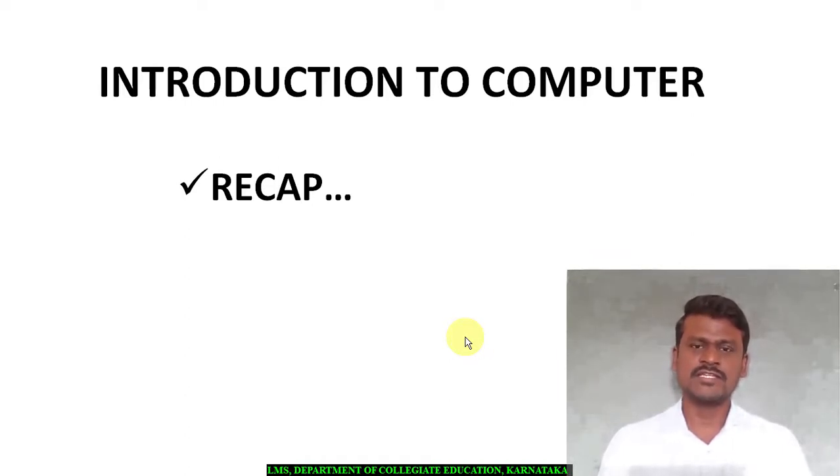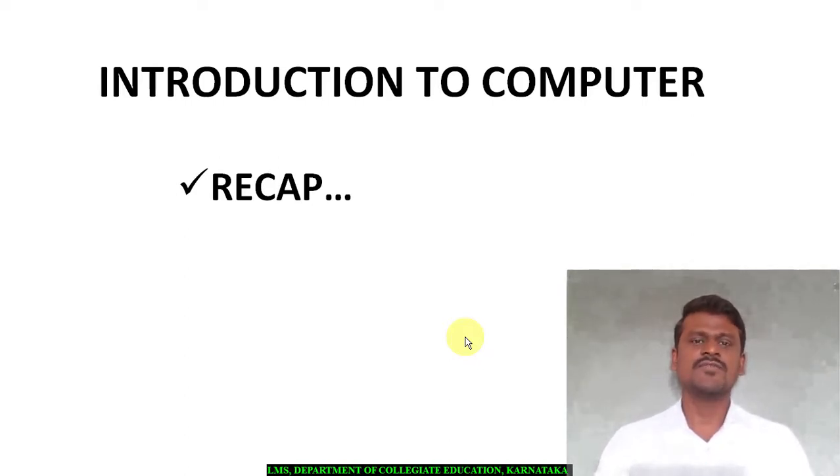From the first three sessions we have learned about what computers are, the definition of computers, and some of the early computers with examples, as well as the five generations of computers in the previous classes, with examples, right?